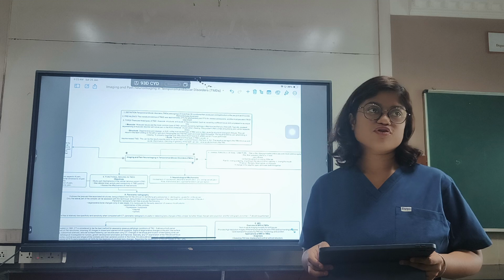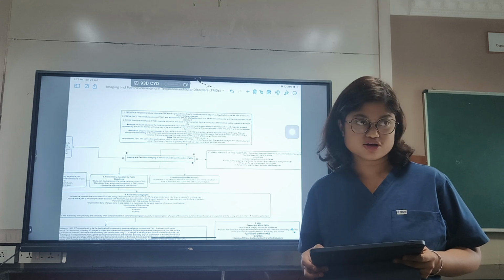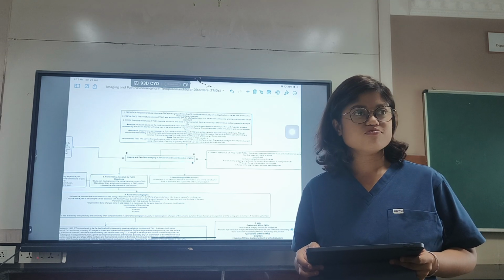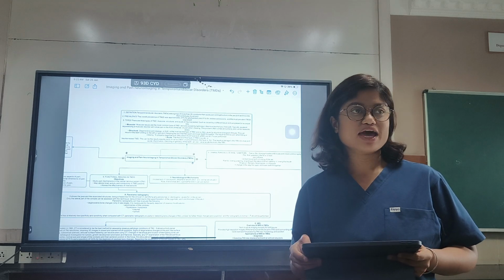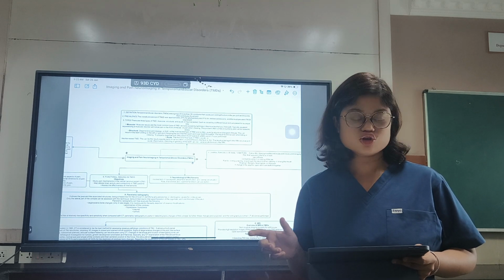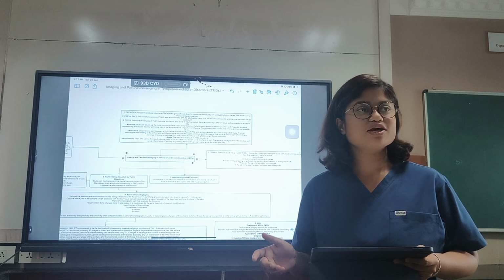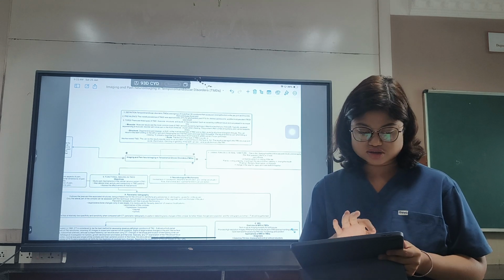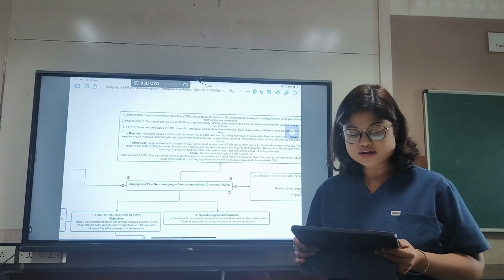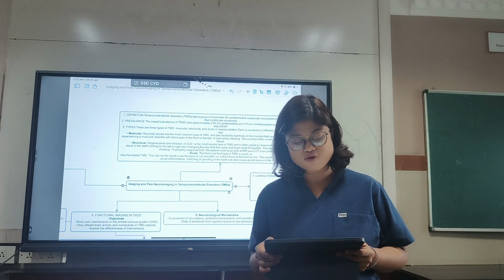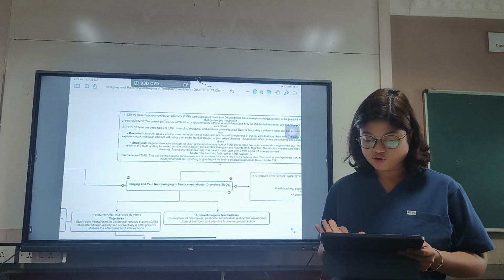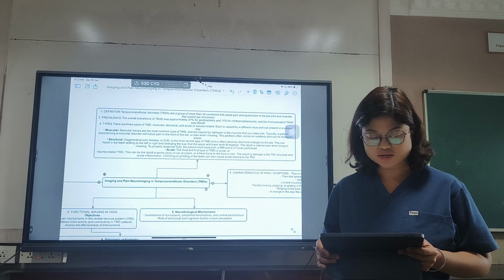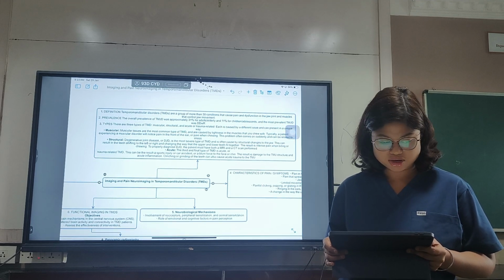So coming to the overview of what TMD disorders are, what the characteristics of pain are, and what neuromechanisms are involved, I want to give a short overview and then come to the main imaging systems involved in TMD disorders. So coming to the definition, temporomandibular joint disorders are a group of more than 30 conditions that cause pain and dysfunction in the jaw joint and muscles that control jaw movement.